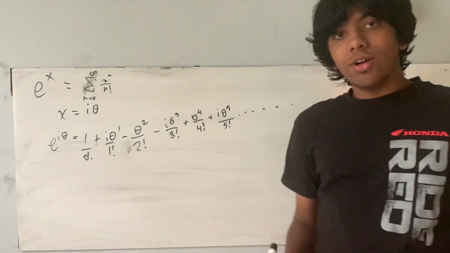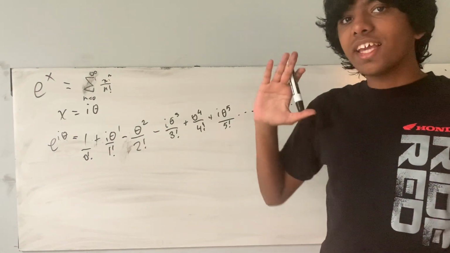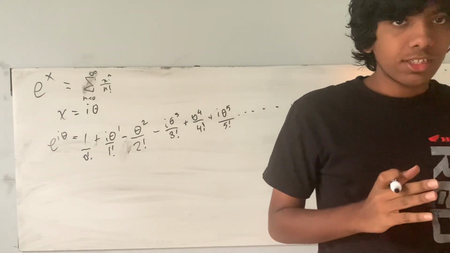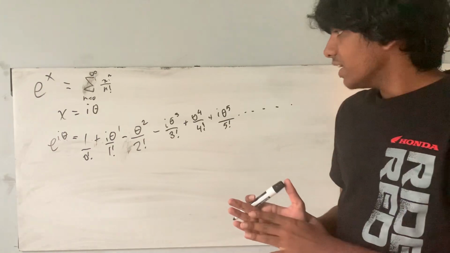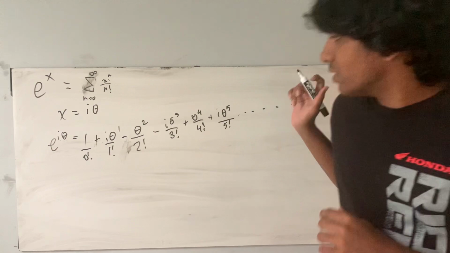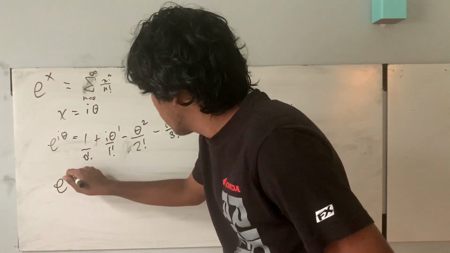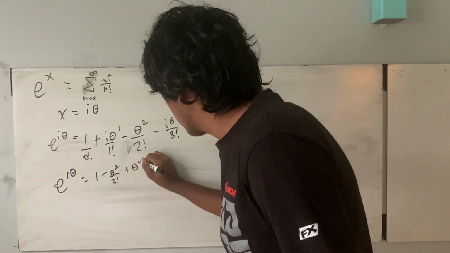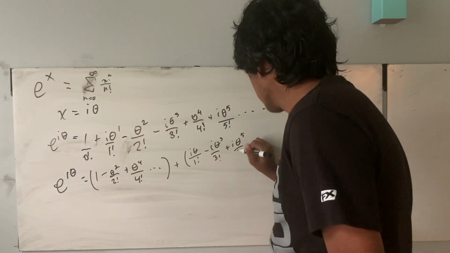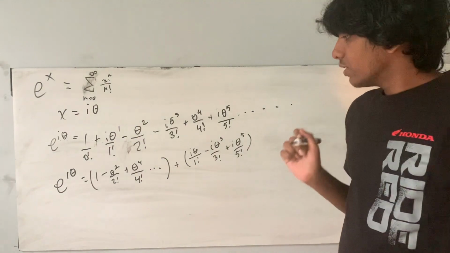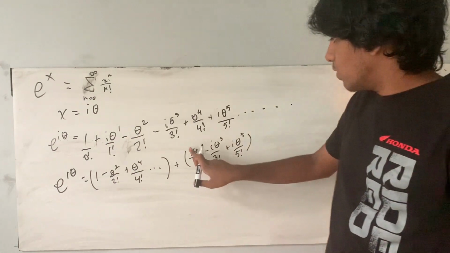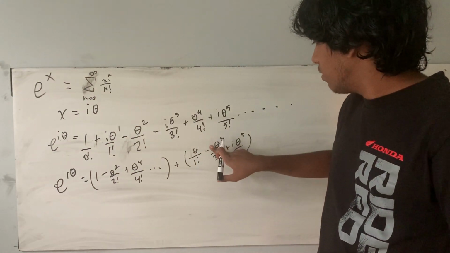Now, this is begging me to do something, which is group all the i terms and group all the non-i terms into a separate infinite polynomial. And I think that's going to pay off well for us. So let's do that. One thing I will say is that there's an i, so let's factor out that i. We don't have to get rid of it. So I'm going to do this real quick.